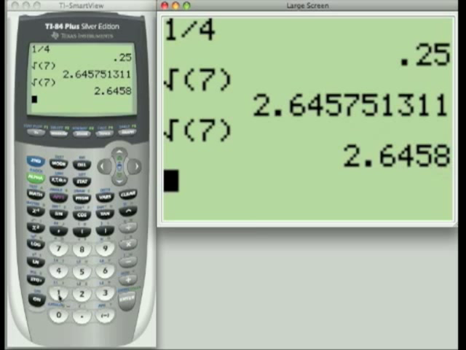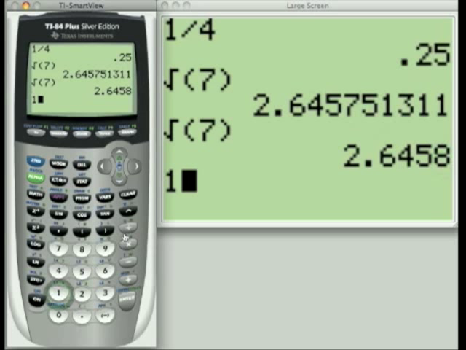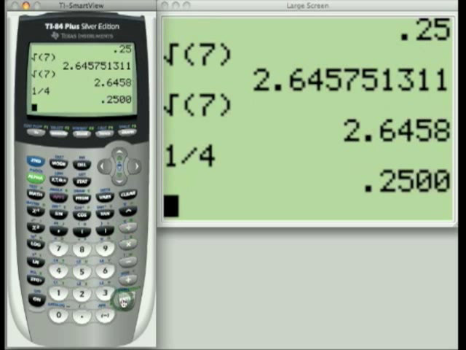Now let's take a look at 1/4 again. 1 divided by 4. I hit enter. And notice here, because I told the calculator I want to see 4 decimals, it goes out 4 decimals, even if the last two decimals are zeros.